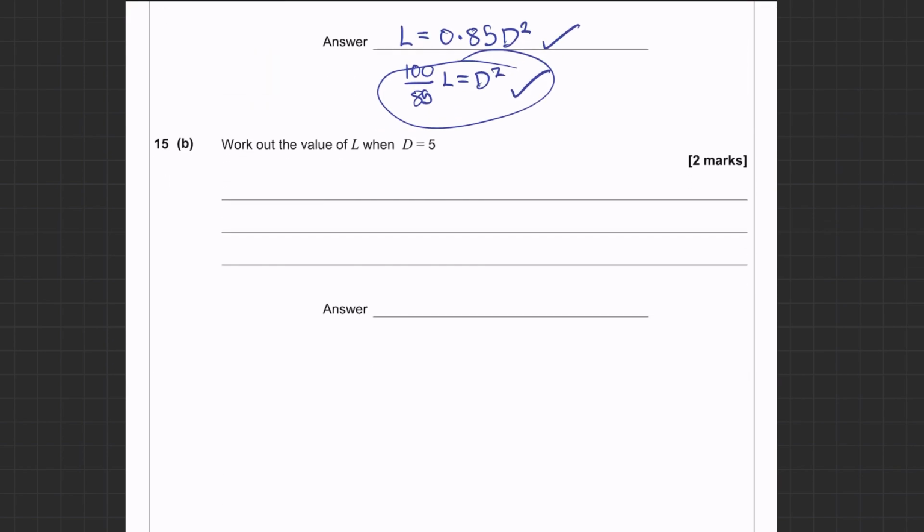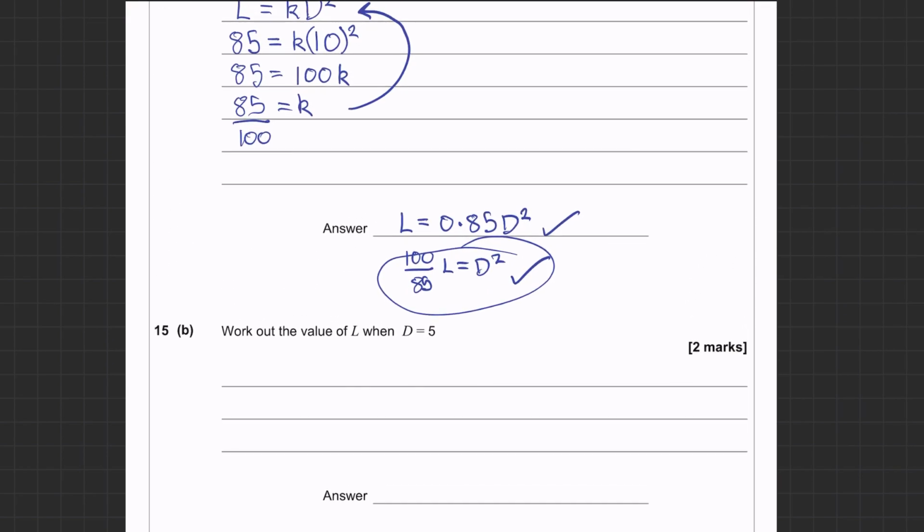So for question 15b, it says work out the value of L when D equals 5. So now we've got the equation, we just have to input D. So L is 0.85 D squared, so L is 0.85 times D, which is in this case 5, so 5 squared. And therefore L is 0.85 times 25, so therefore L is 21.25.